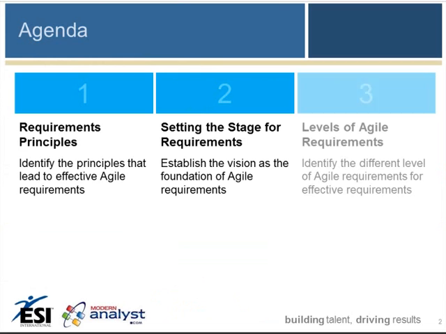We're going to cover three main areas of the agenda. Number one, the principles of requirements under Agile approaches. Secondly, setting the stage for requirements in Agile. And thirdly, the levels of Agile requirements, because there is something of a hierarchy that may be of interest to you to understand as we look at Agile projects and software development.